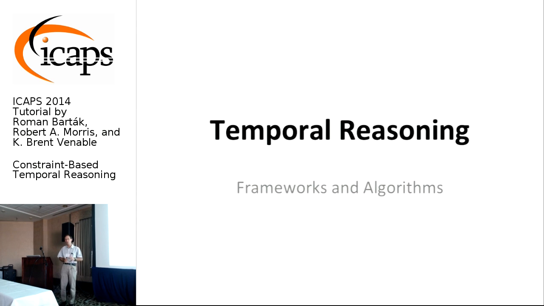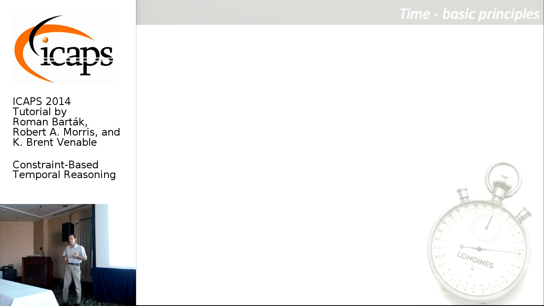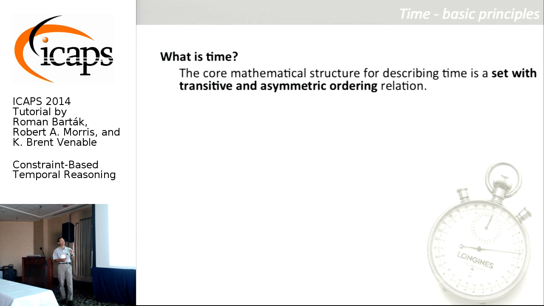But still, if there is something which is not clear, don't hesitate to interrupt me and ask questions during the talk. So first, let's start with a simple question. What is time? If we want to model time mathematically, we need some mathematical structure which describes the flow of time. This structure could be some set, and the set should satisfy properties of having a transitive and asymmetric ordering relation. Meaning, if A is before B and B is before C, then A is before C. That's a transitive ordering relation.